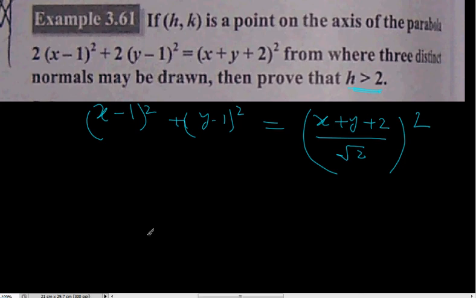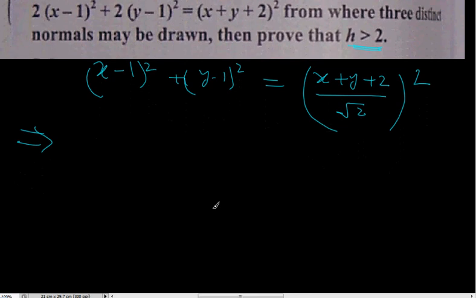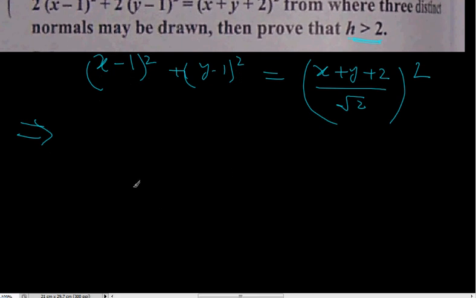It means the distance from (1, 1) is equal to the distance from a fixed line, right? The fixed line is x + y + 2. This is my fixed line. Let's assume this is the fixed line, and we have a point (1, 1) over here somewhere.